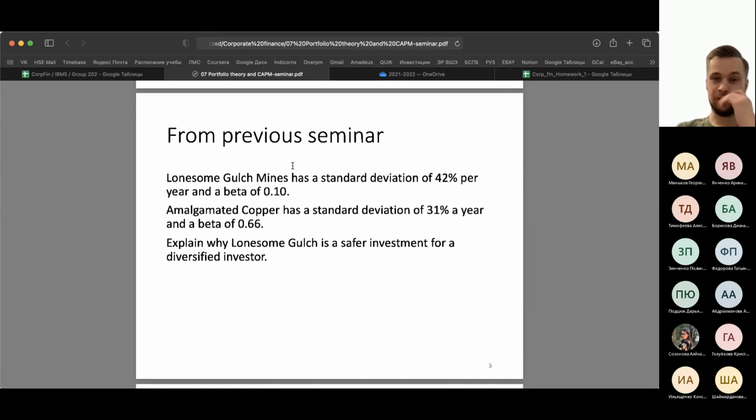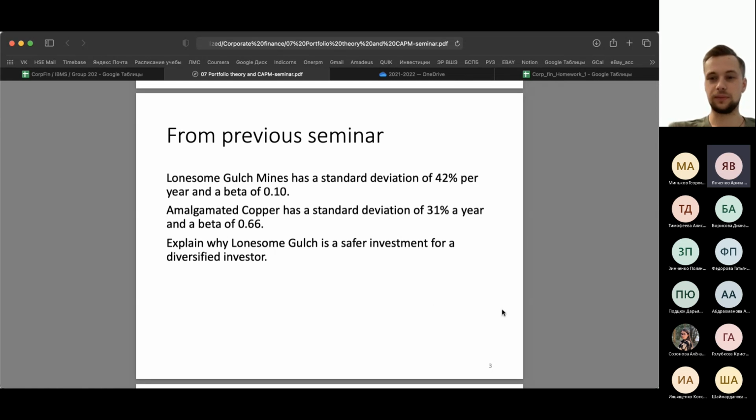Let's discuss such a question. We have two companies with some strange names. They have standard deviations and they have betas. I tell you that the first company is the better investment for a diversified investor. But you can argue with me because the standard deviation of the first company is higher than for the second one. So why do I tell you that the first company is a better investment opportunity for a diversified investor?